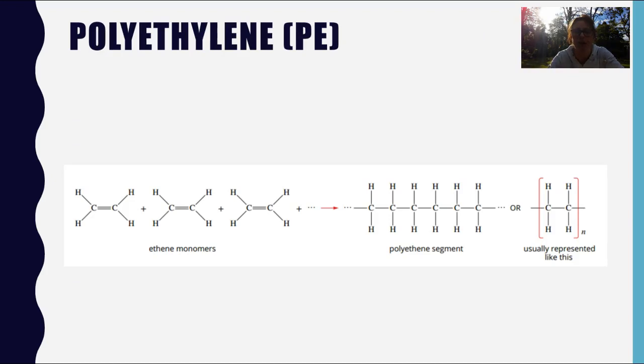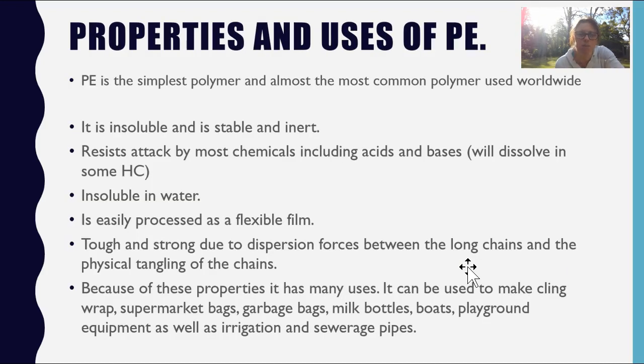If we look at the structure again, I'll just go back here. You can see it's really long carbon chains, several thousand, and it's just carbon and hydrogen bonds. So we've got a lot of dispersion forces happening there, but no polar bonds, just dispersion forces. Because of those dispersion forces, it's really tough, with strong forces between those long chains. We can also get some tangling depending on whether we've got side branches, and we'll look at that in a little while.